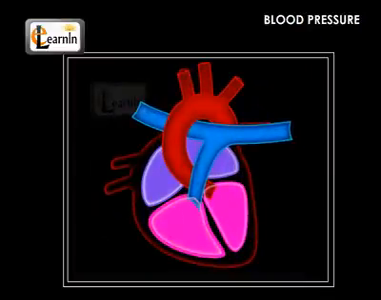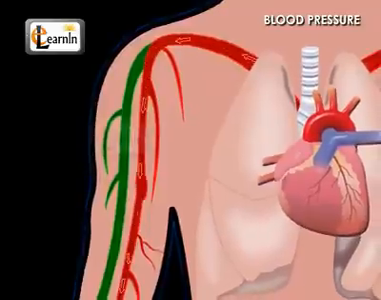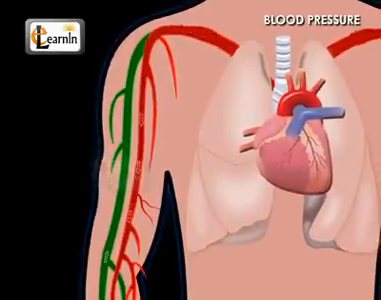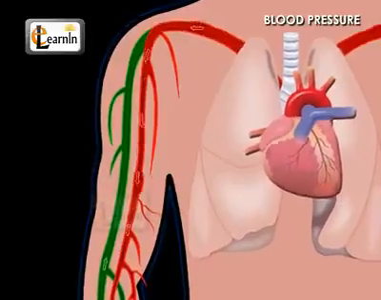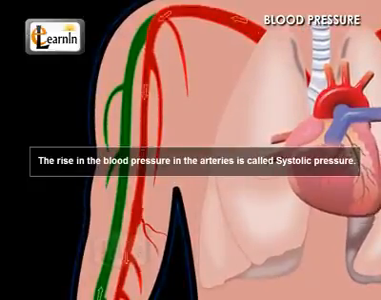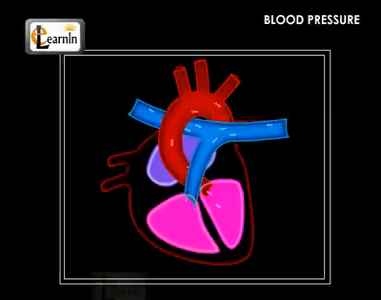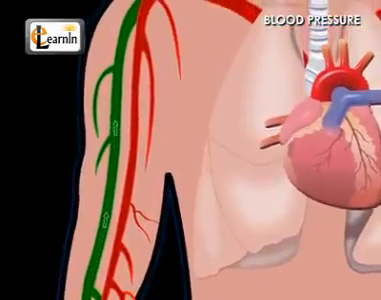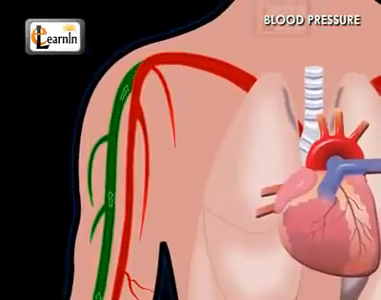During the systole, when the ventricles contract, the blood is pumped into the arteries. So the blood pressure in the arteries increases immediately after the systole. This rise in the blood pressure in the arteries is called the systolic pressure. When the diastole occurs, more blood is pumped by the heart. The blood vessels return to the normal diameter and maintain blood pressure at a lower level. This is diastolic pressure.